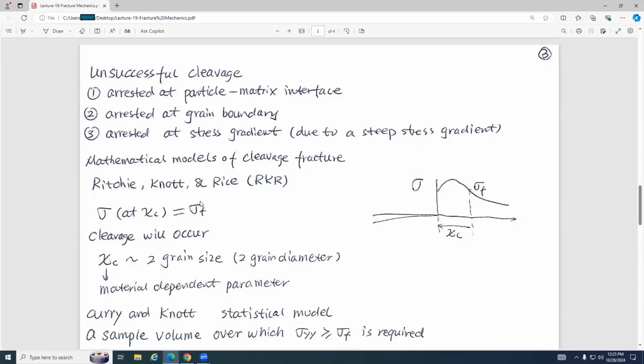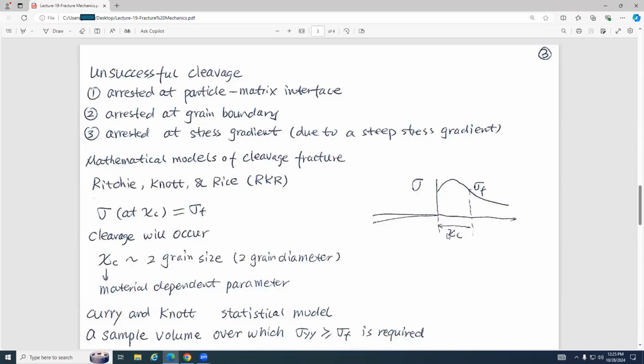Okay, so here is a crack. And this one was proposed by three geniuses: Ritchie, Knott, and Rice. And Rice is a very, very famous guy. It says that sigma at xc, the critical distance, equals sigma f. f is the failure stress. If this equation is satisfied, cleavage will occur.